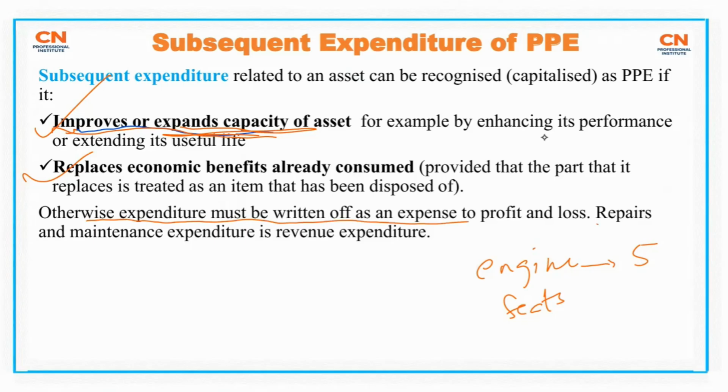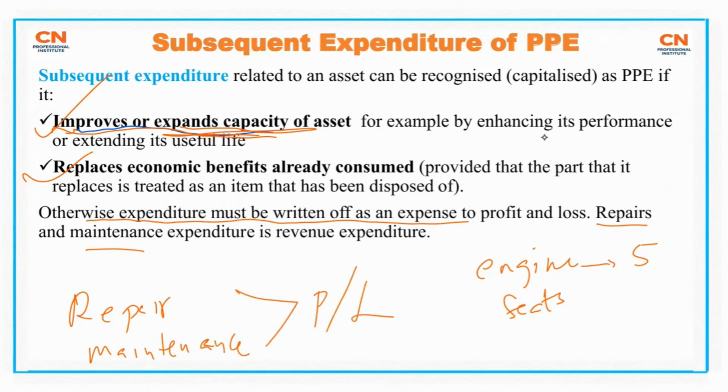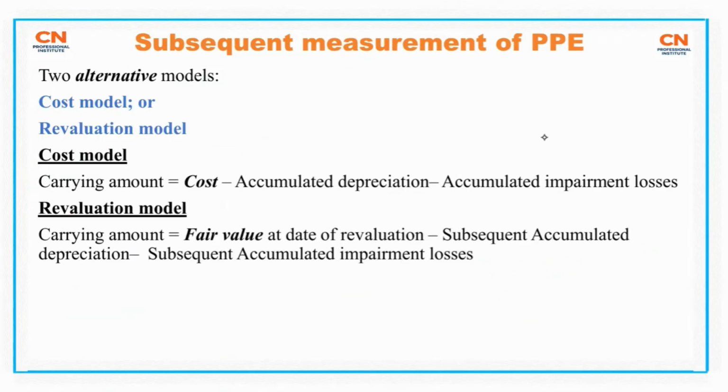And it says repairs and maintenance. So repairs, we know if you do any repair and maintenance, we write them to what? P or L. Don't forget, repair and maintenance are revenue expenditure, and therefore they are written off to profit or loss. Now let's look at the subsequent measurement of PPE.